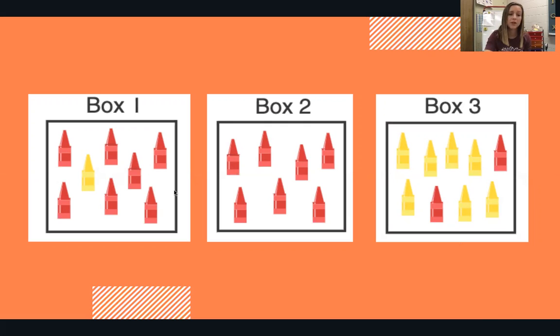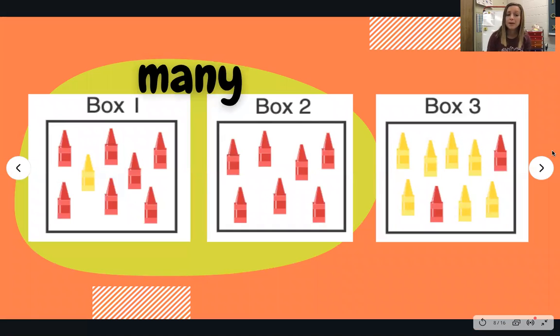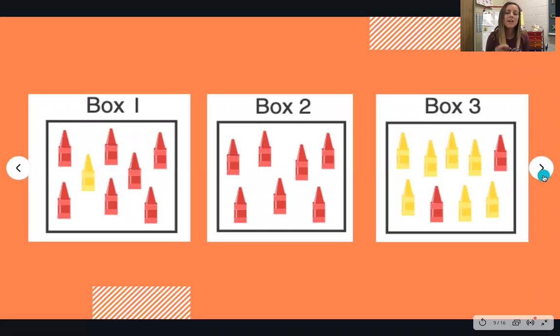So looking at box 1, it's almost all red crayons. That one definitely has many red. Looking at box 2, it is all red crayons. That means it has many. Box 3 only has 2 red crayons. That one really doesn't have very many. That means box 1 and box 2 have many. Say the word with me again. Ready? Many.